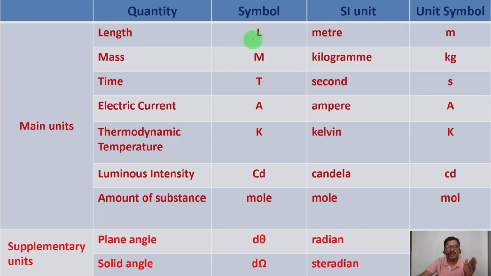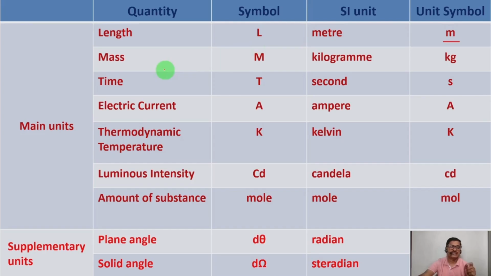Length: its symbol is L, its SI unit is meter, and the unit symbol is m. Length can be measured for short lengths and longer lengths. The short length we take in millimeters, and for longer lengths we take kilometers. It may be the height of a human being in feet or meters, the height of a building, the distance between two cities, or the distance between the earth and sun.